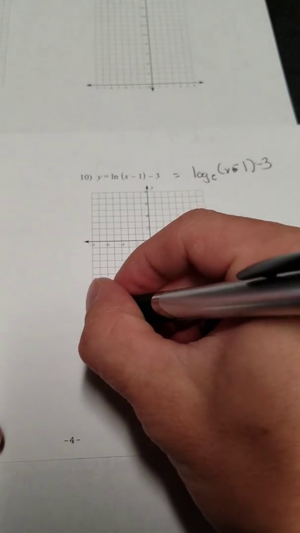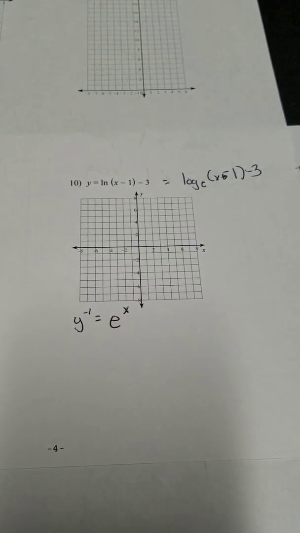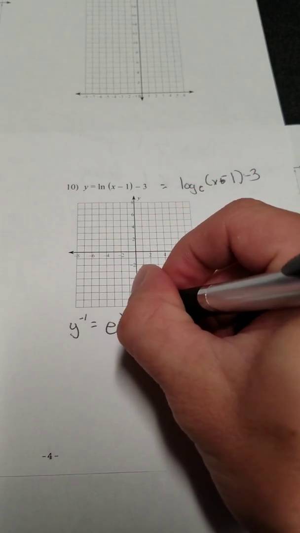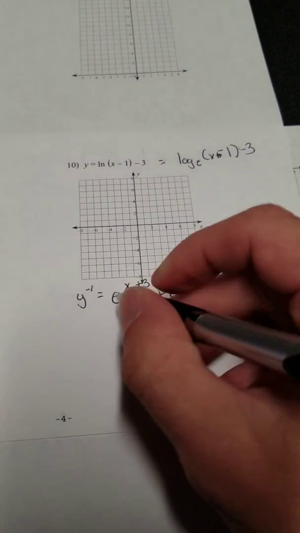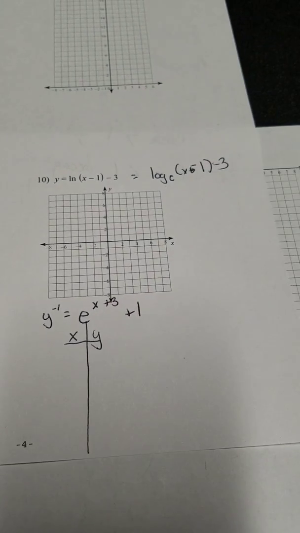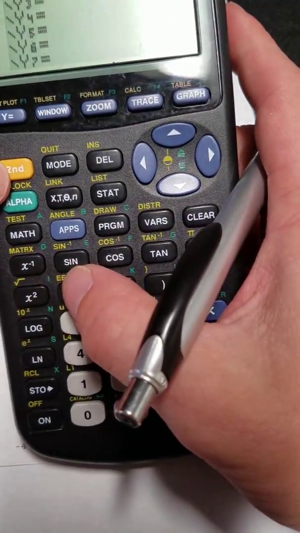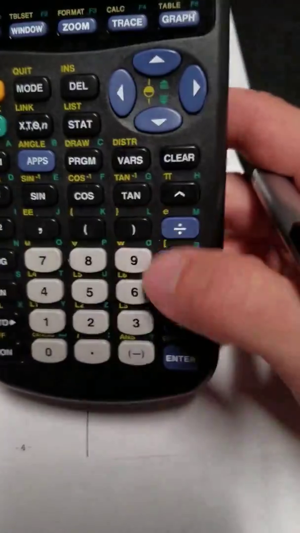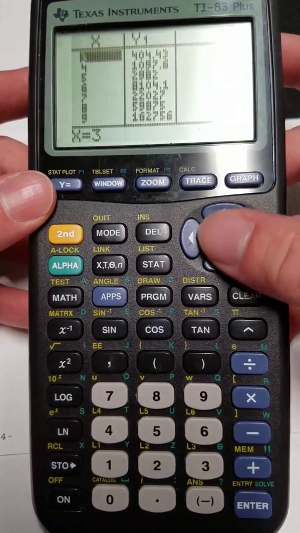So let's find the inverse first. Y inverse equals, the base is e, so e to the x. Change sign, change location. +3, +1. All right. T-table. Before I create my t-table this time, I'm going to type it into the calculator and make sure that my values actually work. So e to the x plus 3 and then plus 1. Okay, so there's that.